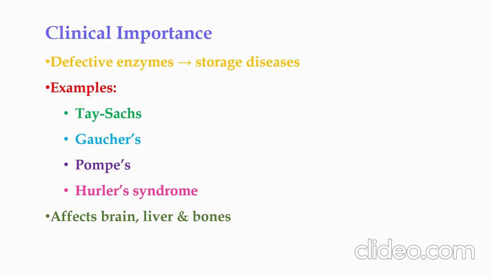Now last we'll see the clinical importance of lysosomes. If any lysosomal enzyme is absent or defective, undigested materials accumulate inside the lysosome, leading to a group of disorders known as lysosomal storage diseases. Examples are Tay-Sachs disease, Gaucher's disease, Pompe's disease, Hurler syndrome, etc. These conditions cause damage to tissues and organs, especially the brain, liver, and bones, and may lead to severe physical and mental problems.